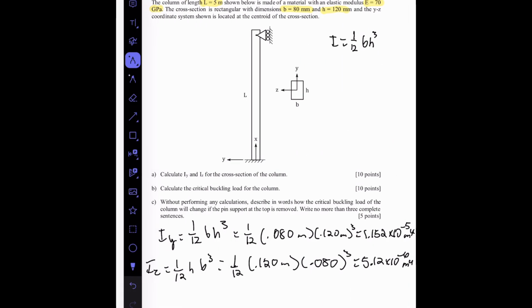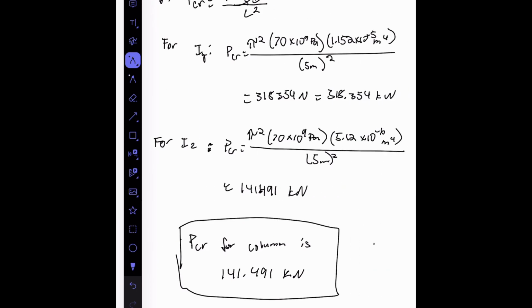All right, now for part C of this problem. Without performing any calculations, describe in words how the critical buckling load of the column will change if the pin support at the top is removed. Write no more than 3 complete sentences. I mean, we wanted to go really short and sweet answer. It's going to be smaller, which kind of makes sense intuitively, right? If you remove the support at one of the ends and then you start loading it, it's probably going to bend a little bit quicker if the other end isn't fixed.